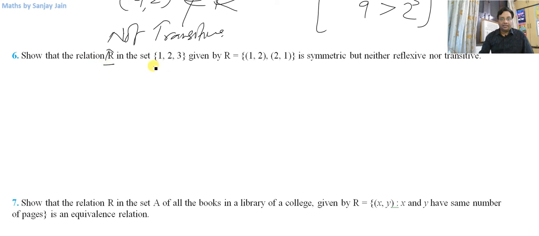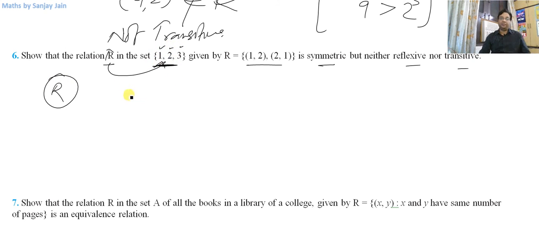Relation R in this set, given by this, is symmetric but neither reflexive nor transitive. So relation R is defined in this set. For it to be reflexive, every element of this set should be present in doublets. What I mean is 1 comma 1 should be there in this relation, 2 comma 2 should be there, 3 comma 3 should be there. These three doublets should be there in this relation for it to be reflexive.